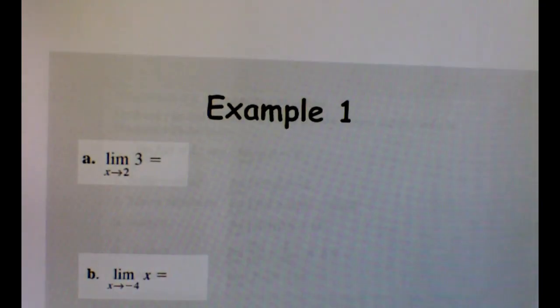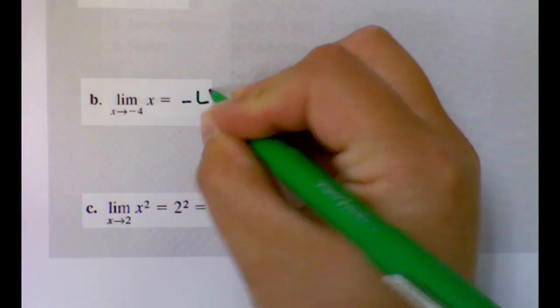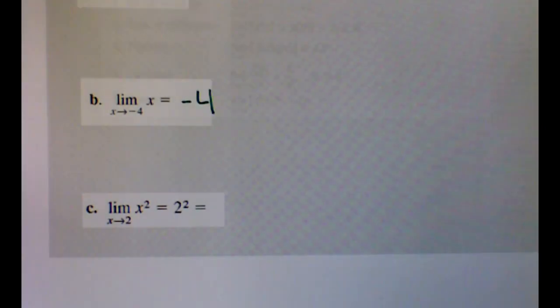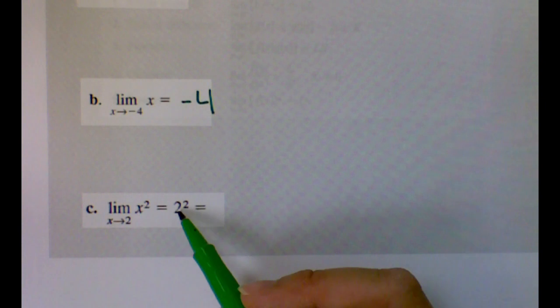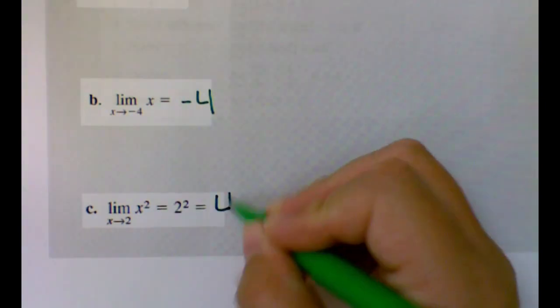Let's look at what that looks like. So the limit as x approaches 2 of 3. Well, that function's always 3, so the limit is also 3. The limit as x approaches negative 4 of x, well, that's just negative 4. I just plug in my x value. And the limit as x approaches 2 of x squared, I plug in the 2 for x, giving me 2 squared, which is actually 4.